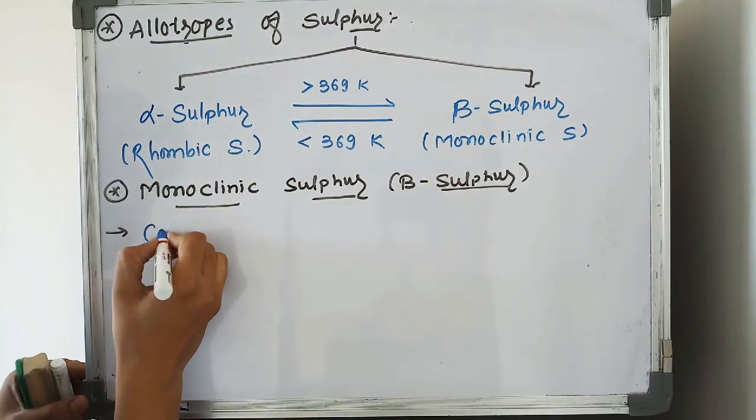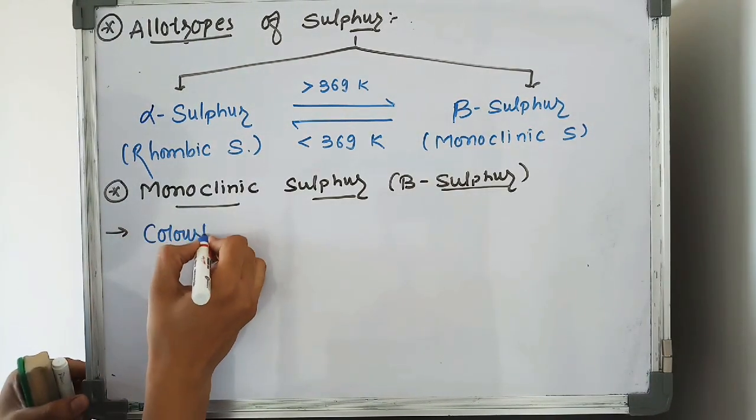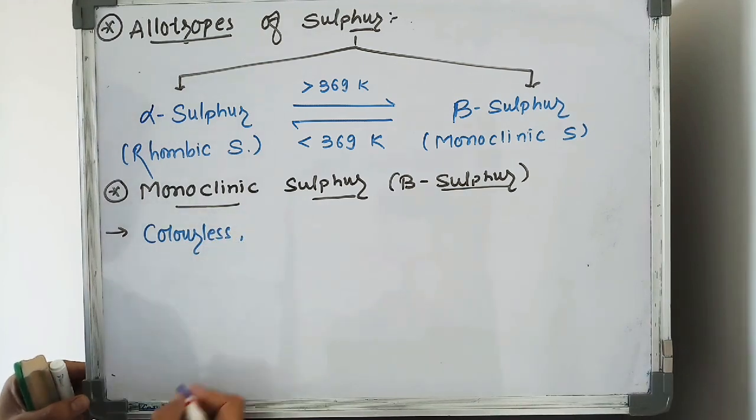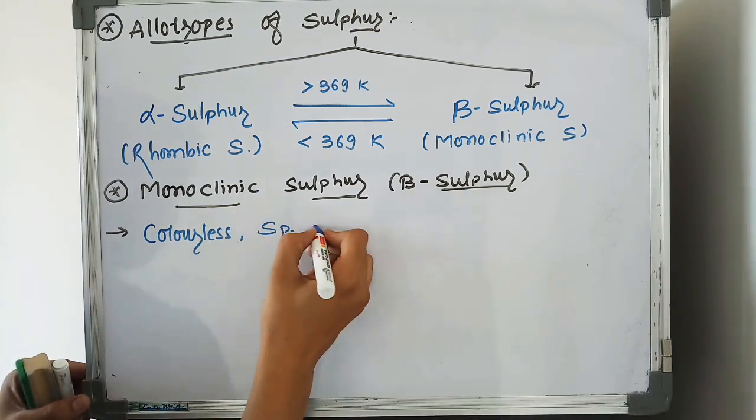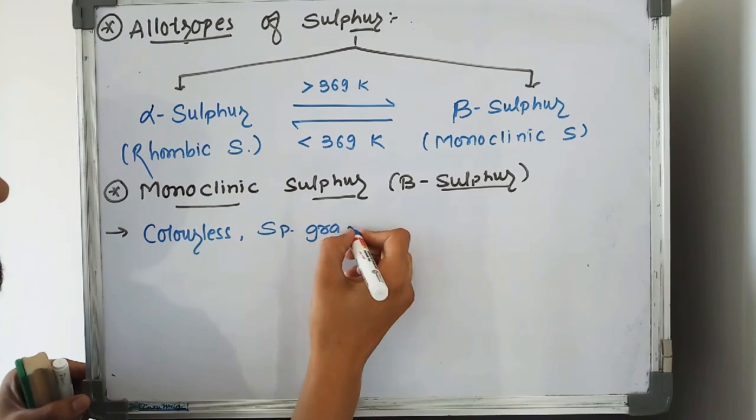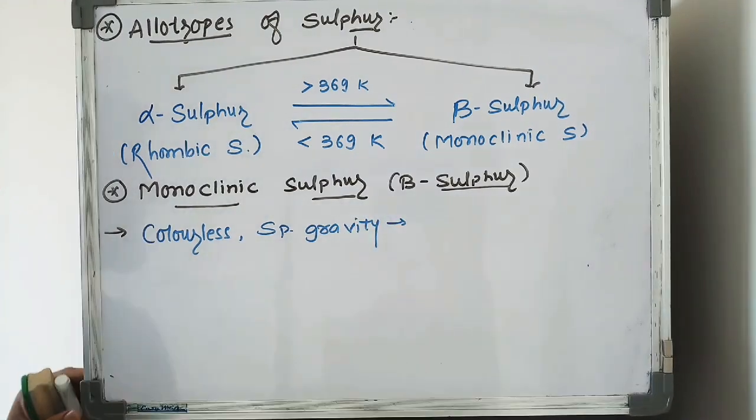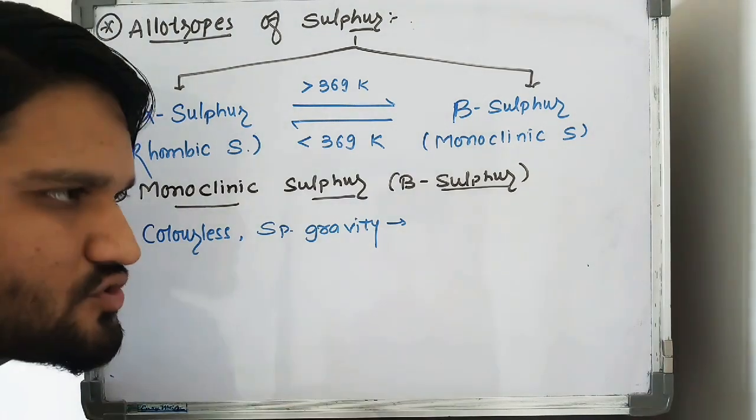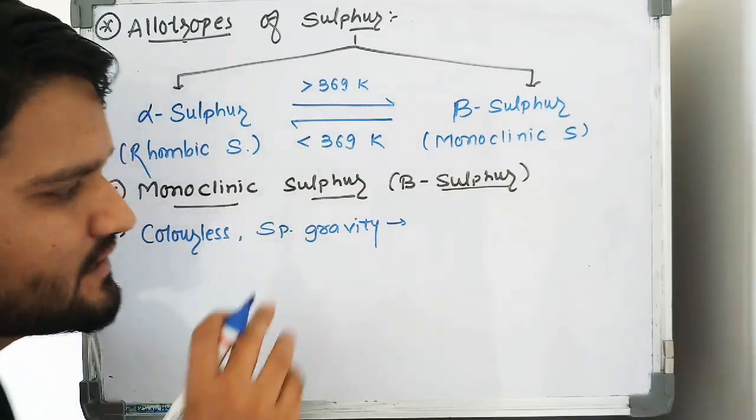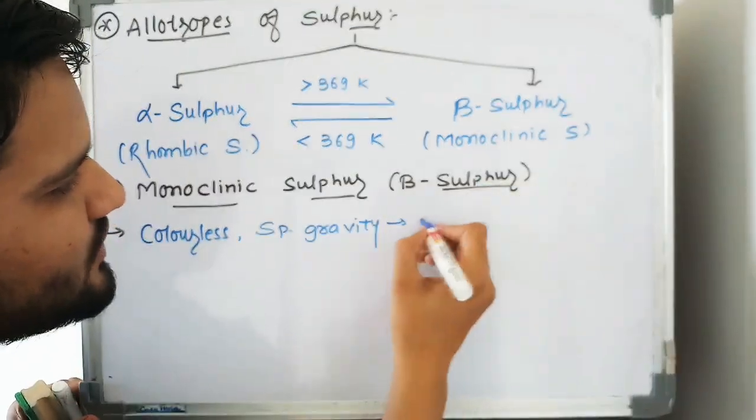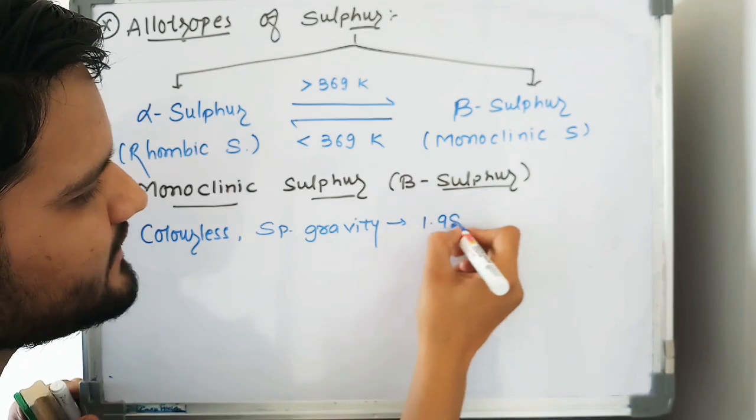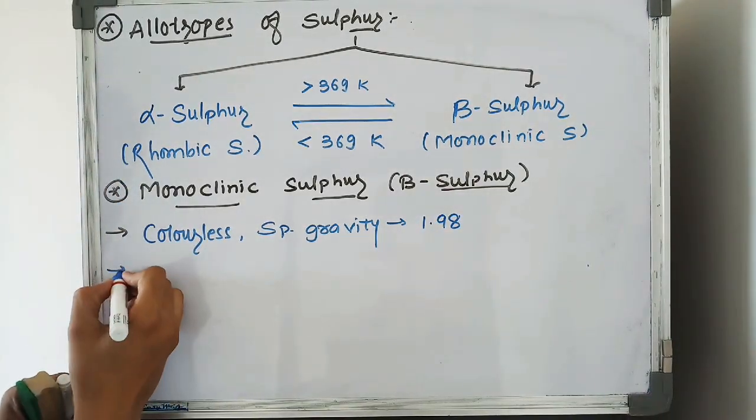First point, it is colorless. It has a specific gravity. Specific gravity is also known as relative density. The specific gravity of beta sulfur is 1.98.